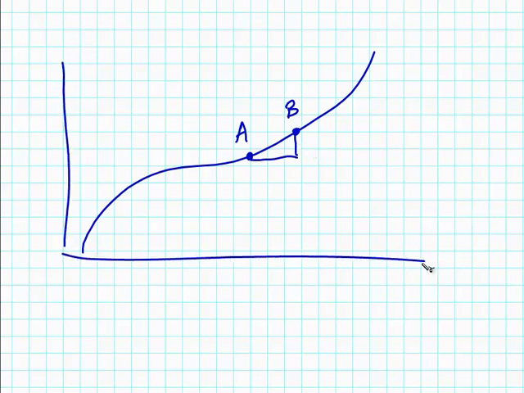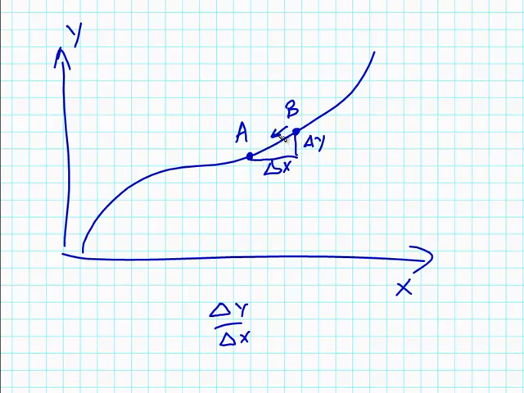Now, if our axes here are x and y, this is called delta y, and this is delta x. And the rise over the run gives us a slope there. So the slope is delta y over delta x. Now, I'm not interested in the slope from A to B. I want to know the slope at point A.